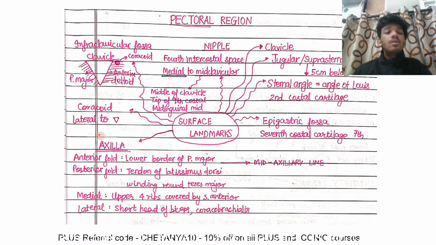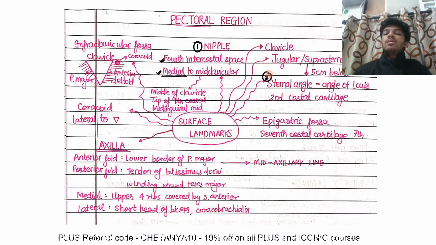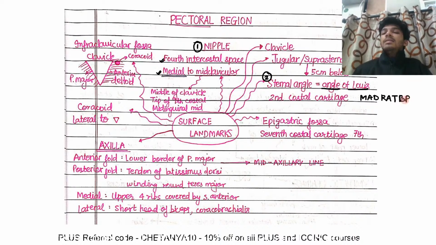For now, these are what you have to remember regarding surface landmarks. I'll repeat what are the important points. The first most important point is regarding the nipple, fourth intercostal space and medial to mid-clavicular line. Second most important point here is the sternal angle, which is located 5 centimeters below the jugular notch. It is also called the angle of Louis. Structures at this level are MAD, RAT, BP. And then the third important thing here is the axilla. Its four folds: anterior fold, posterior fold, medial fold, and lateral fold. We'll come to this again, don't worry.